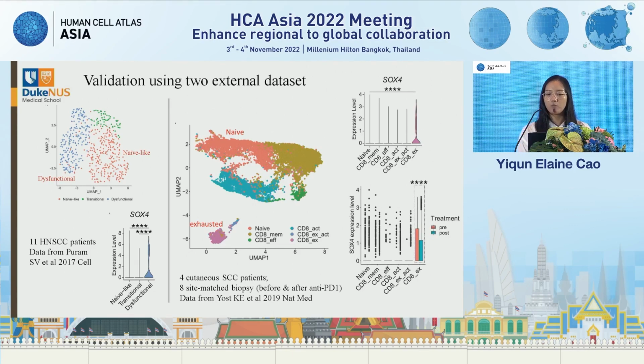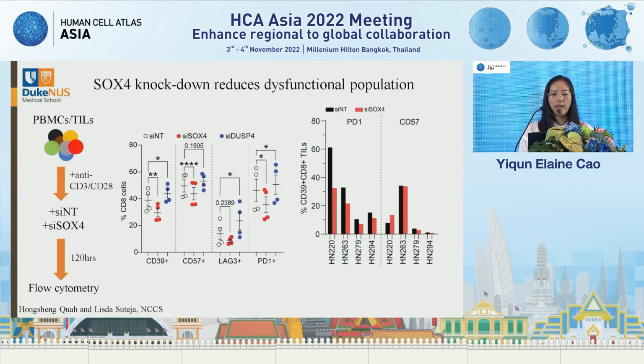So we observed the expression level of SOX4 was reduced after PD-1 blockade, where there is expected reactivation of tumor-targeting clones and reduction in the dysfunctional phenotype. Then for the experimental validation, we performed RNAi-based knockdown on activated PBMCs and the TILs derived from our primary tumor.